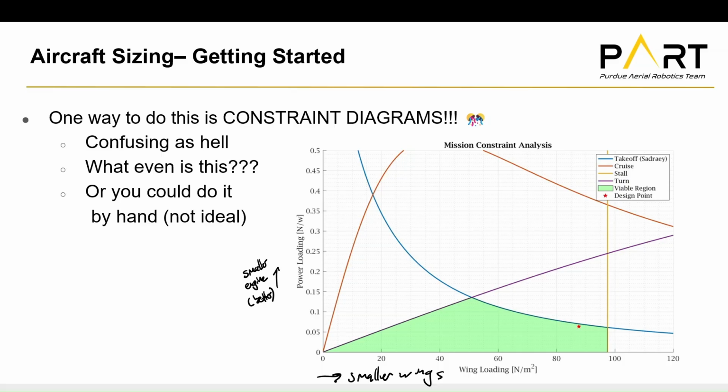This is a confusing plot. I didn't know what I was looking at when I first did this. We have power loading on our y-axis here, okay? Now you can see I wrote smaller engine with an up arrow, right? As we go up in power loading, our engine gets smaller.